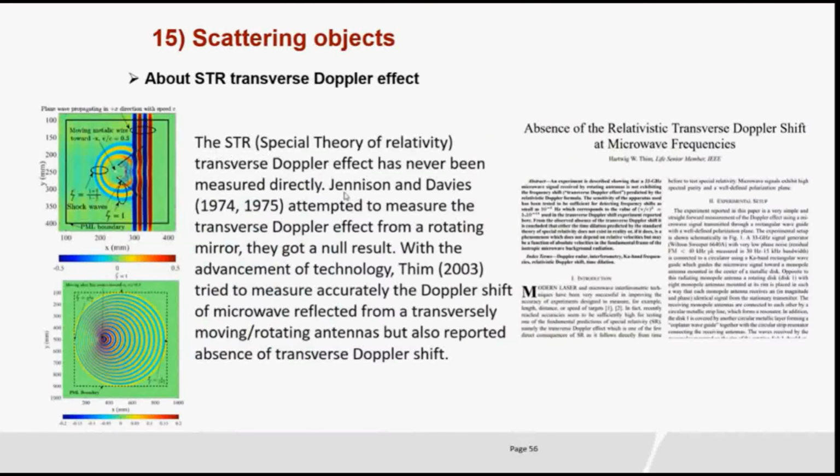As it is said here, Jennison and Davis, 1974, 1975, tried to measure the transverse Doppler effect from a rotating mirror, but they got null results. In this paper from Tim, he tried to measure the Doppler shift accurately. He has very advanced material and can measure a very small change in the frequency, but there was no transverse Doppler effect.